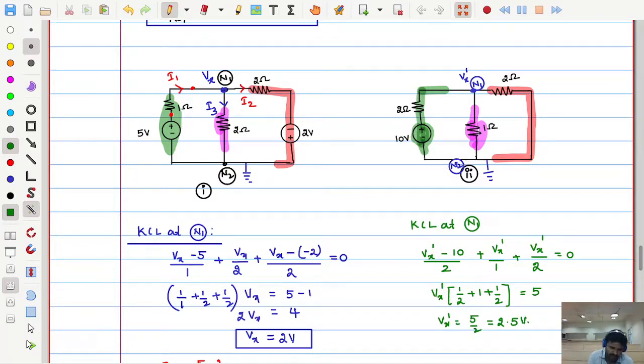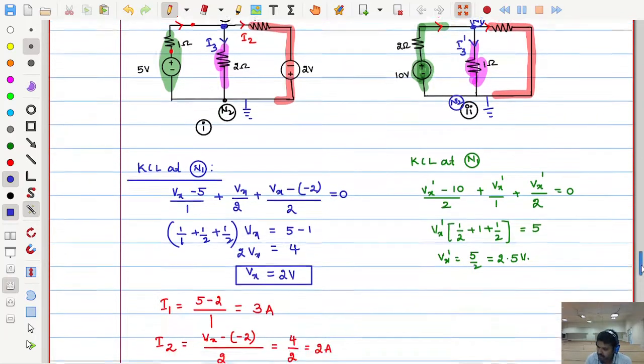Okay. Now after getting this, in the same way as circuit 1, I will consider some currents. This is I1 dash. This is I2 dash and here is I3 dash. Whatever currents I considered in circuit 1, the same currents but with a dash. Let us see what those currents are.